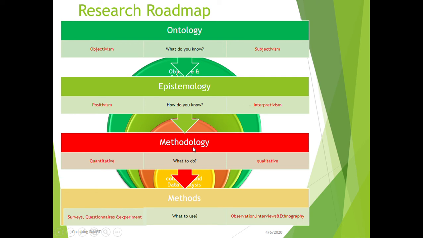Methodology is number 3. What to do? What to do to get the knowledge? What to do to get what you know? So there are only 2 methods. We have quantitative and qualitative. So if it is quantitative, it is on the basis of objectivism. If it is qualitative, it's based on subjectivism. Then finally, we have the methods. What to use? Which tools are you using to collect the data?